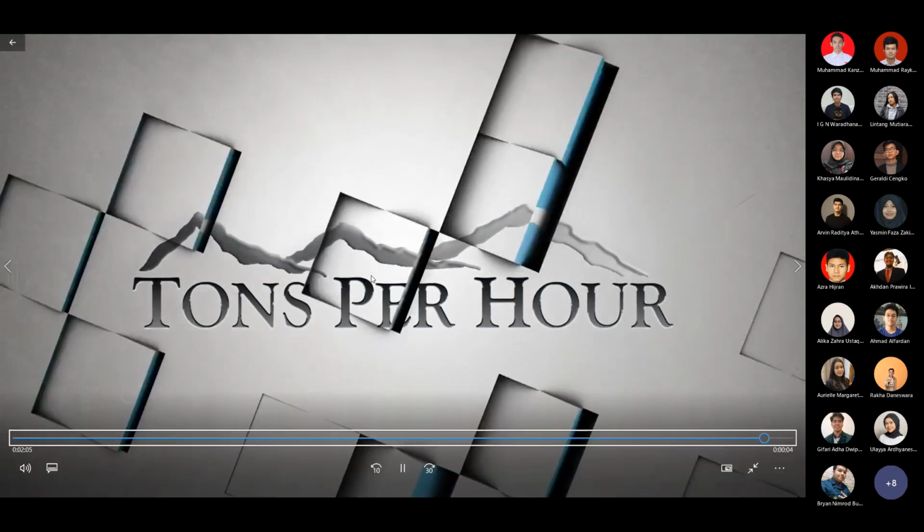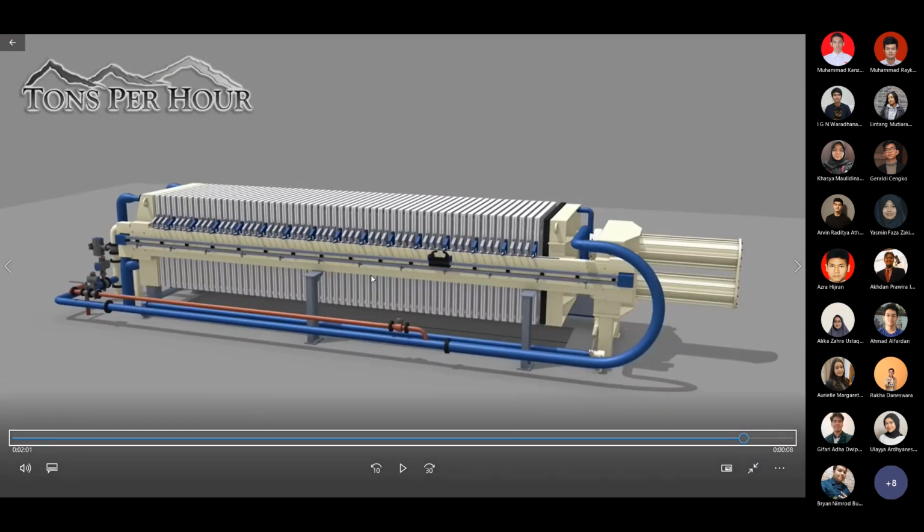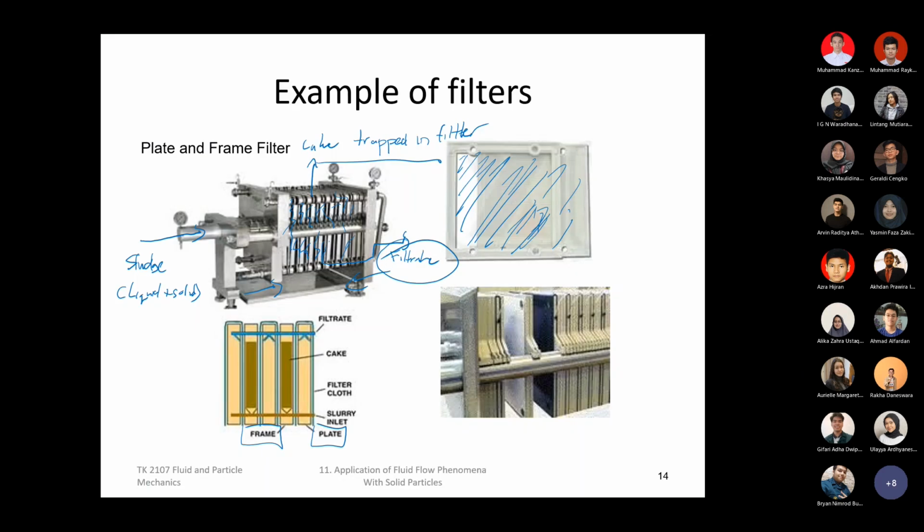That's the end of the video. Any questions about the principle of the filter press? No questions? So let me go back. That's the plate and frame filtration.